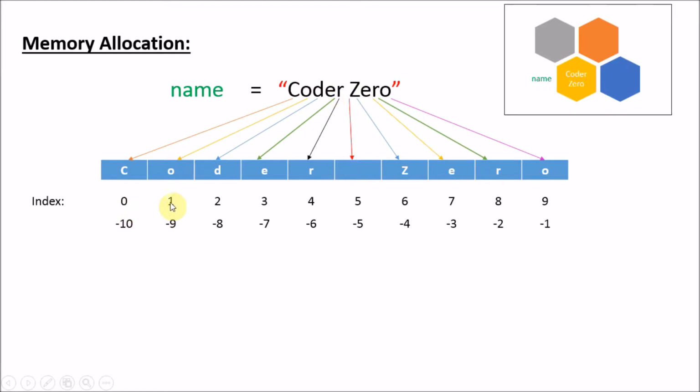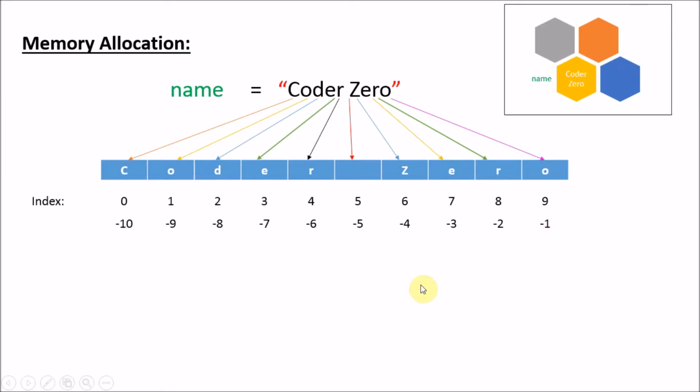Here these addresses, or these numbers, are called index numbers. When you move from the start of the string to the end of the string, this is called forward indexing, and it starts from 0. When you move from the end of the string to the start of the string, this is called backward indexing, and it starts from -1.